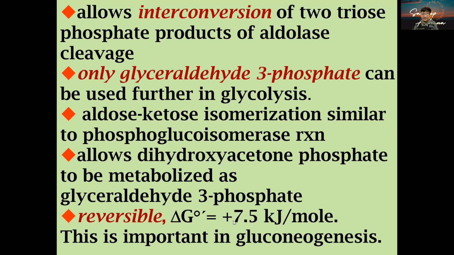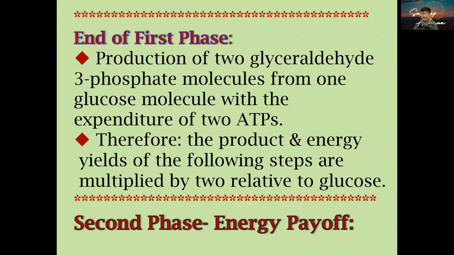Okay, here this process is going to be reversible, and this is a very important point which is required for gluconeogenesis. If the glucose can be formed from sources other than the glycogen, this is called gluconeogenesis. For example, it can be from the lipid or it could be from the amino acid.